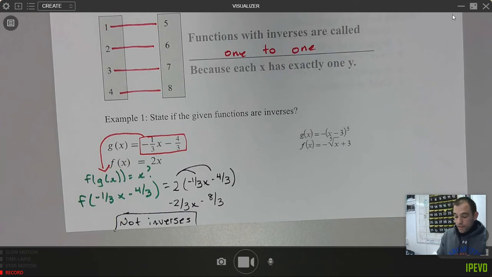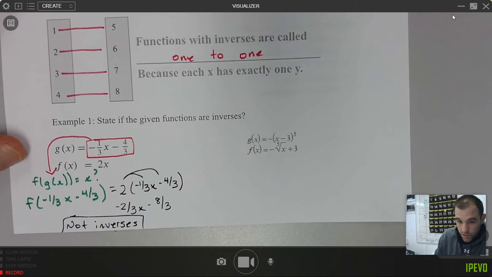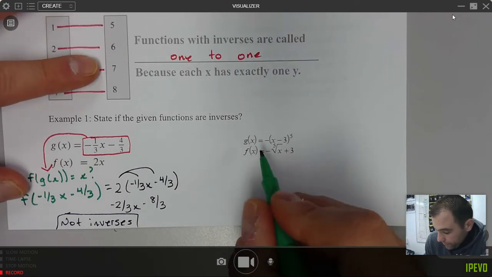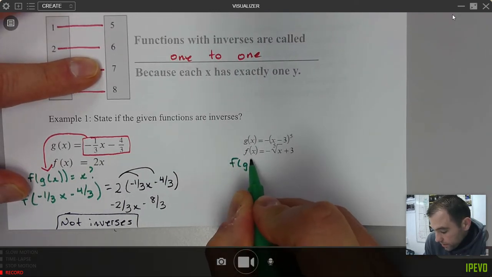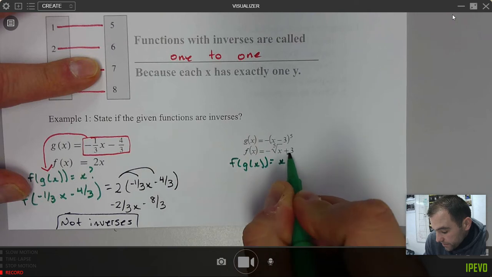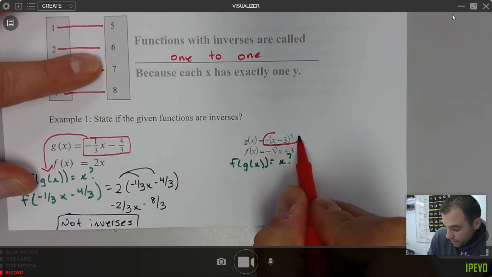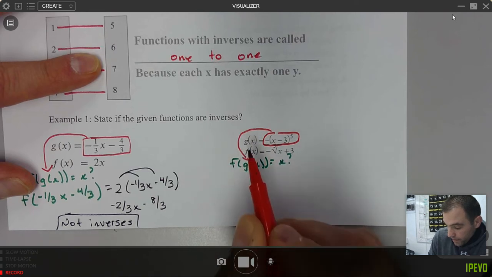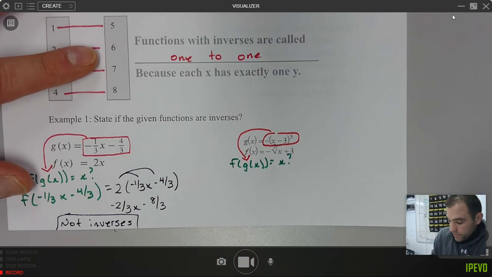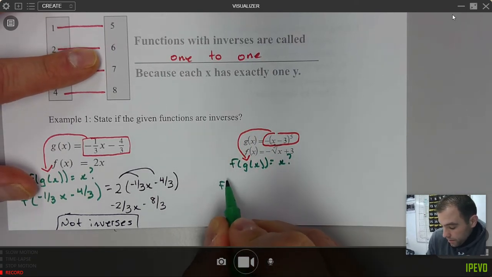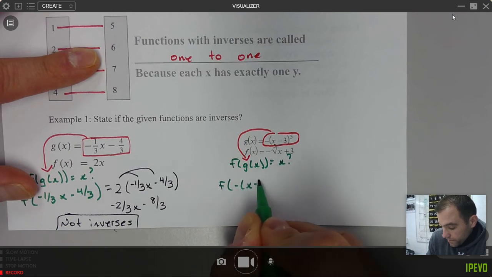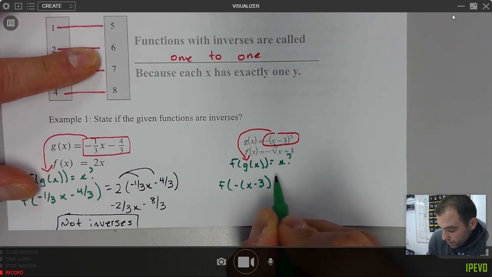All right, now let's see one where it actually works. I'm kind of giving you a heads up here. This one is going to work. So let's do the same thing. We're going to do f of g of x and see if that equals x. So once again, take g of x, take this thing, and plug it in where I see g of x. So the f stays the same. That would give me negative x minus 3 to the 5th power.